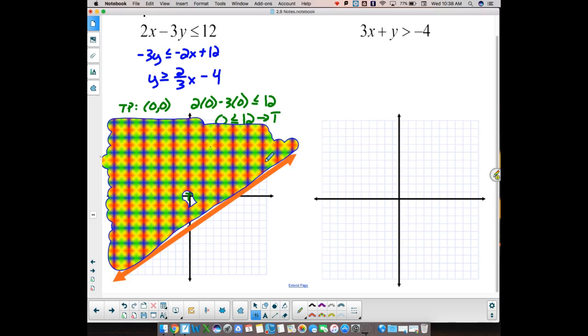Because that was my test point. Because if I shaded over it, then you would see where my test point was. But you can do that on yours, yes. Yeah, by all means.